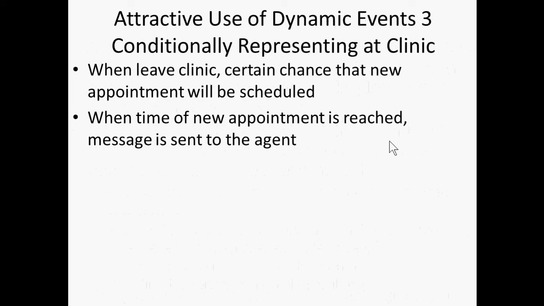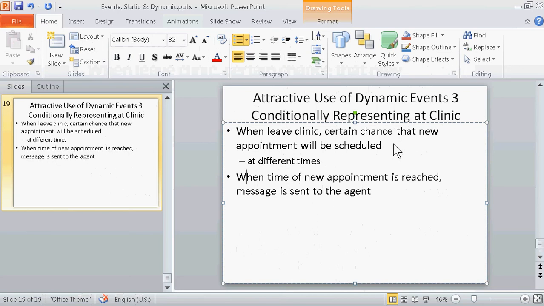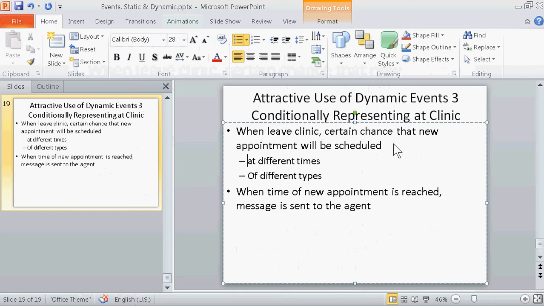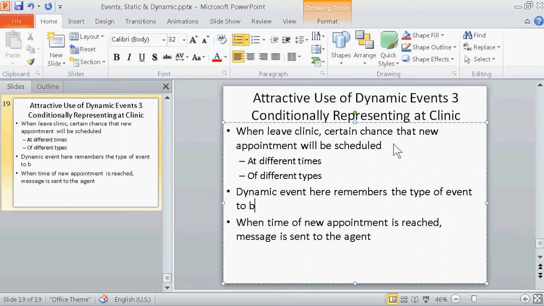So a third thing is, when you leave a clinic, there's a certain chance that a new appointment will be scheduled at different times and of different types, right? So the dynamic event here remembers the type of event to be performed. And who knows, maybe it's a particular doctor you have to see. When the new appointment is reached, when that dynamic event fires, it knows what the type of appointment is, and it sends the person a message saying, go present for care for a root canal.